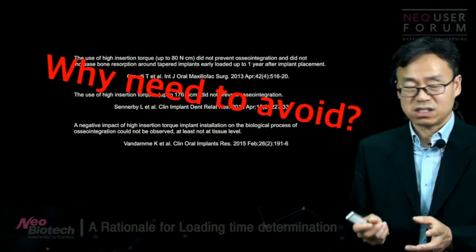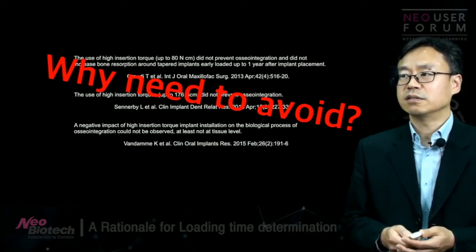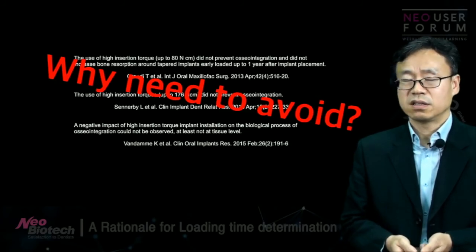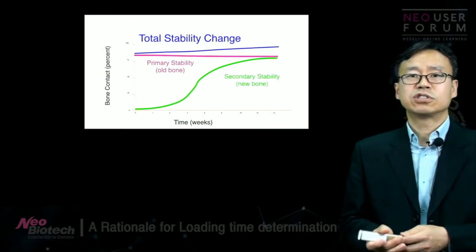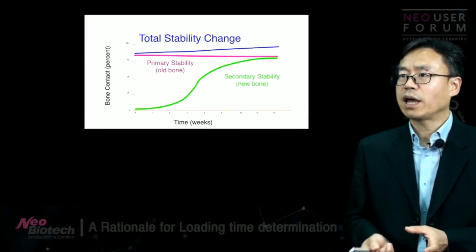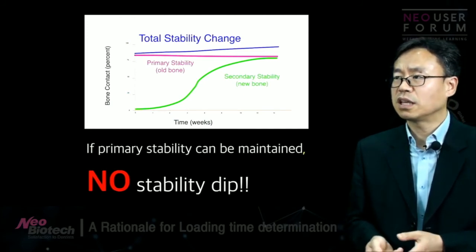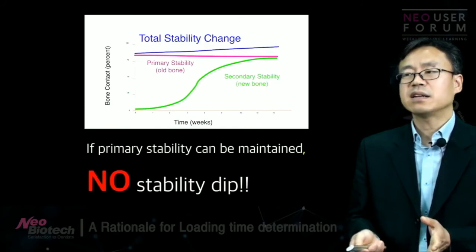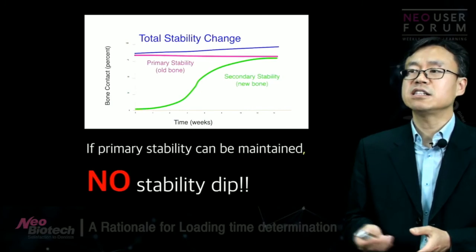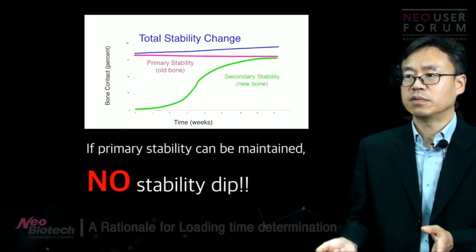But there is another reason why we still want to avoid overcompression. It might not kill the implant or induce implant failure, but there's another reason we want to avoid overcompression. As I just mentioned about a minute ago, if only we can maintain the primary stability after surgery, this is how the total stability would behave. It might not have any stability dip, or it might even go up over time, which means you can load any time during the course of healing, because you're not going to have any stability dip or drop.